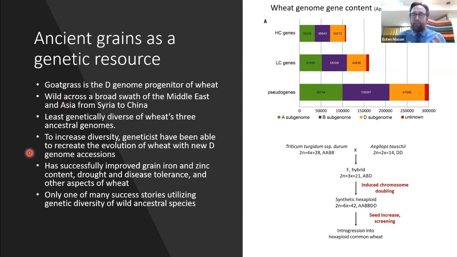And so what we've been able to do is take a durum wheat and combine that with new sources of this D genome and make what we call synthetic hexaploid wheat. So this is non-GMO. This is just using breeding techniques, but we can bring in this new genetic diversity, and it's been used for things like increasing grain iron, grain zinc through what's called the HarvestPlus program, drought and disease tolerance, and other aspects of wheat. And these are just a couple of examples of many, many success stories from bringing in this new genetic diversity from these ancient species.